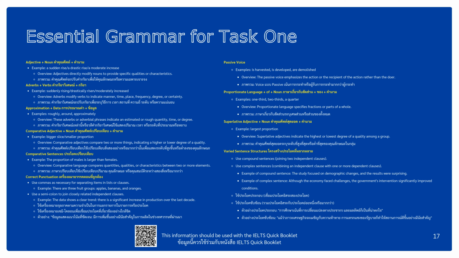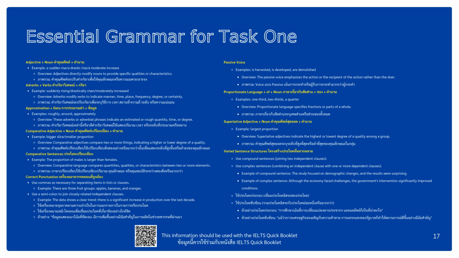In IELTS Writing Task 1, using the correct grammar structures is essential for clarity and accuracy. So let's go over some of the key grammar points. The adjective plus noun, for example, a sudden rise or a drastic increase, requires that adjectives modify nouns to describe specific qualities or characteristics. On the other hand, adverbs plus verbs, for example, suddenly rising or moderately increased, these adverbs modify verbs to show how, when, or to what extent something happens.